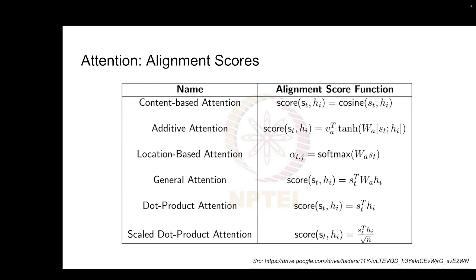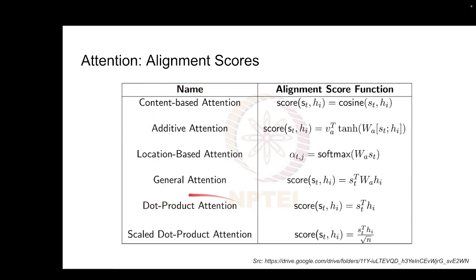So the cosine of the angle between two vectors. So then ST and HI, the similarity between these two is given by the cosine angle between these two vectors. So cosine is nothing but ST transpose HI divided by norm of ST into norm of HI. That is how we know it, right? It's the cosine of the angle, right? So this is called content based attention.